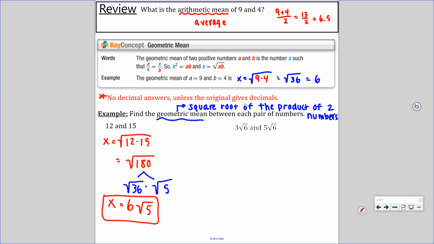Ooh, let's try one with radicals already in it. You ready for this, Malin? Okay. The geometric mean is the square root of the product of these two numbers. 3 root 6 times 5 root 6. Oh my gosh, radicals within radicals. Don't get freaked out. You can do this. Let's start with what we know how to do. I know how to do 3 times 5. That's 15.